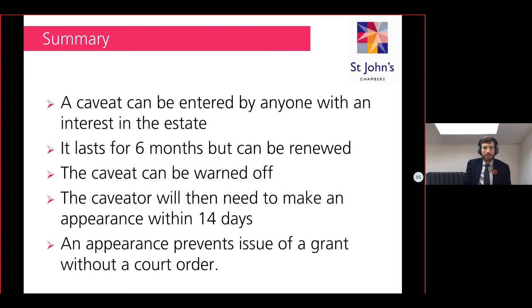So in summary, a caveat can be entered by anyone who has an interest in the estate. It lasts for 6 months, but can be renewed. A caveat can be warned off by the person seeking to obtain the grant. And if they do so, then the caveator has a strict 14-day period within which to make an appearance or issue a summons for directions. Once the appearance has been lodged, no grant can be made without an order of the court. So that makes a contentious probate claim rather inevitable at that point if no agreement can be reached.